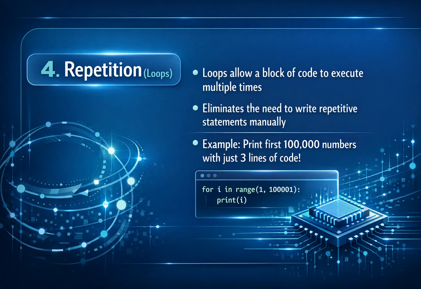Repetition or looping is the third pillar of flow of control. It allows a block of code to execute multiple times without writing it repeatedly. Imagine printing the first 100,000 natural numbers. With a loop, you need just 3 lines of code.